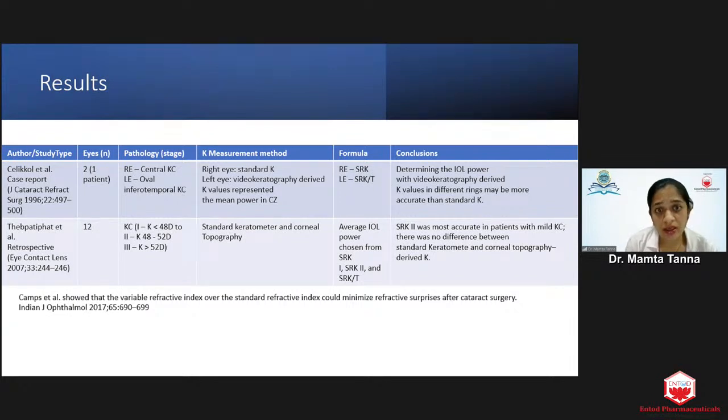Studied 12 eyes. Standard keratometer and corneal topography is the method of choice for measurement. An average of all the IOL powers were taken into consideration. And conclusion was SRK2 was most accurate in patients in mild cases. And there was no difference between standard or corneal topography derived keratometry. Last is Camps et al. Showed that variable refractive index over the standard refractive index could minimize refractive surprises after cataract surgery.